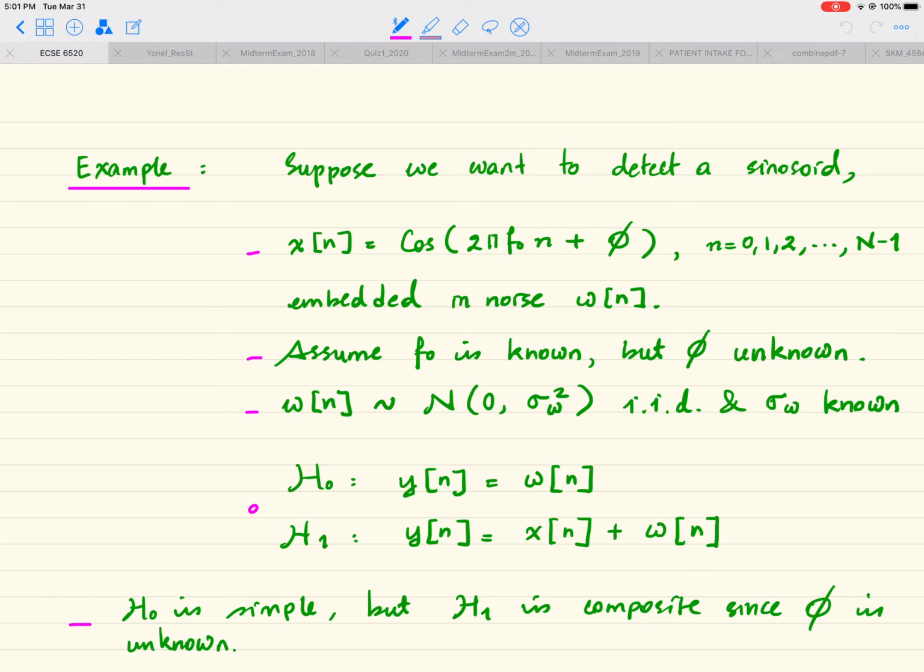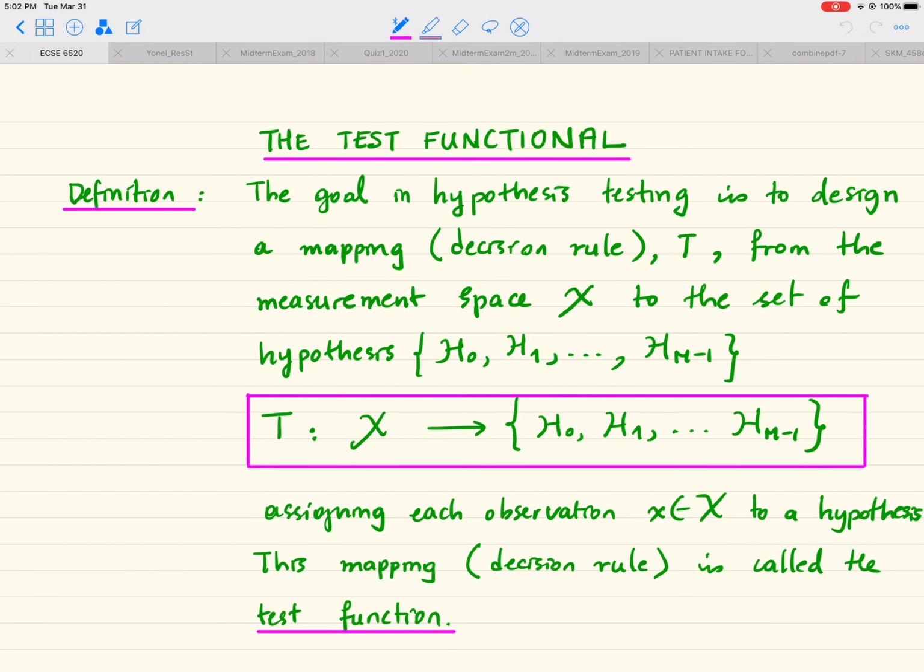So we see here that the null hypothesis is simple. Alternative hypothesis is composite because phi is unknown and it may take a range of values.